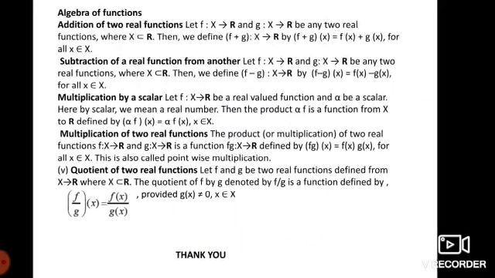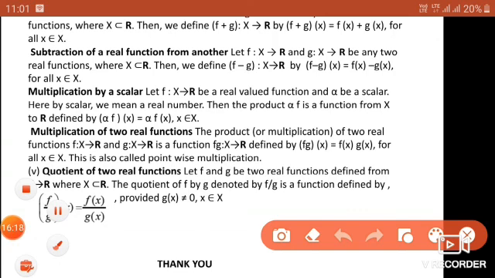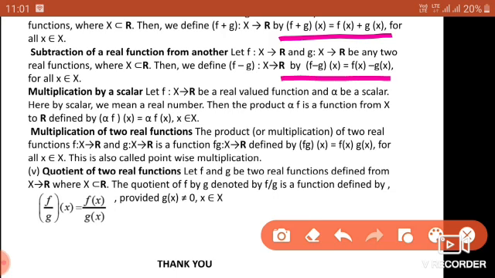Next we are going to learn the algebra of functions, that is, how to add two real functions. That is very easy. Let f from X to R and g from X to R be any two real functions, where X is a subset of R. We will define f plus g from X to R. Then what is f plus g of x? f plus g of x equals f of x plus g of x. Similarly, for subtraction of two real functions, f minus g of x equals f of x minus g of x.